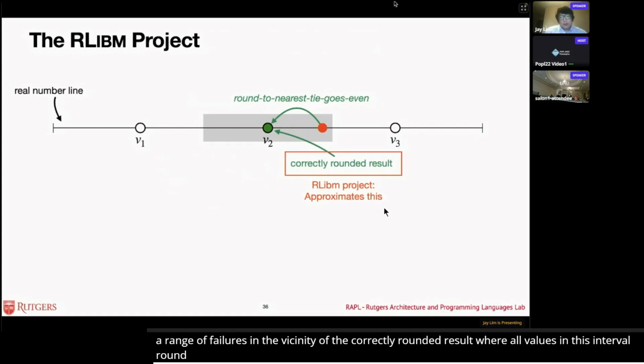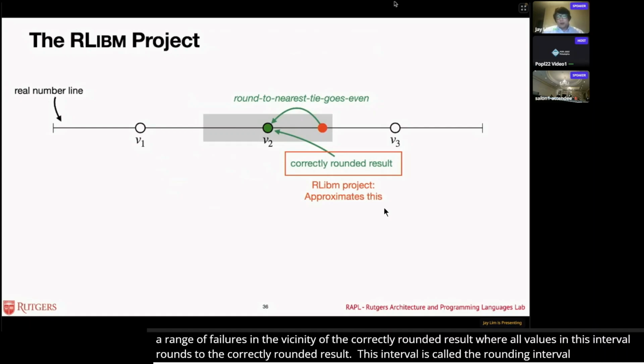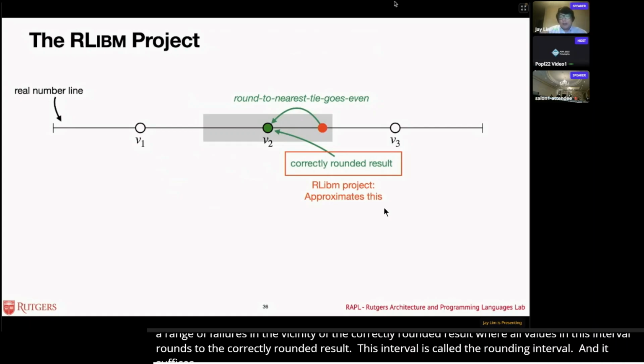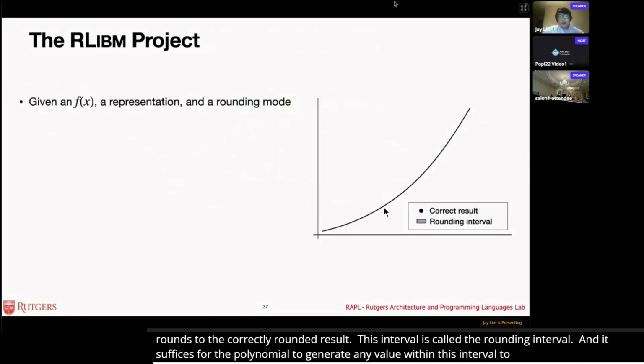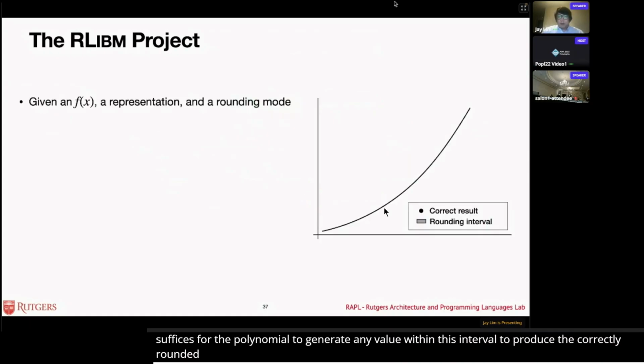This interval is called the rounding interval. And it suffices for the polynomial to generate any value within this interval to produce the correctly rounded result. So how has our RLibm project been generating polynomials?